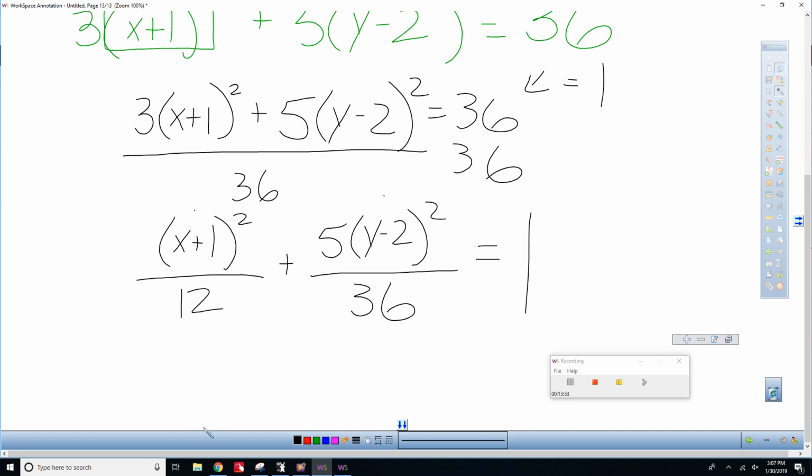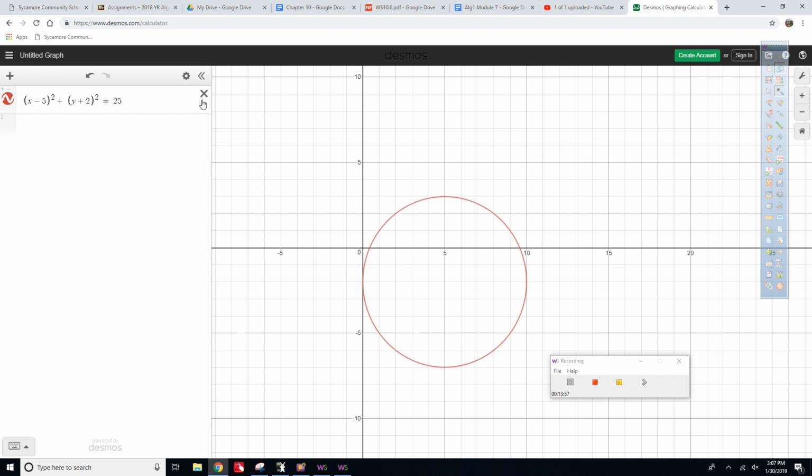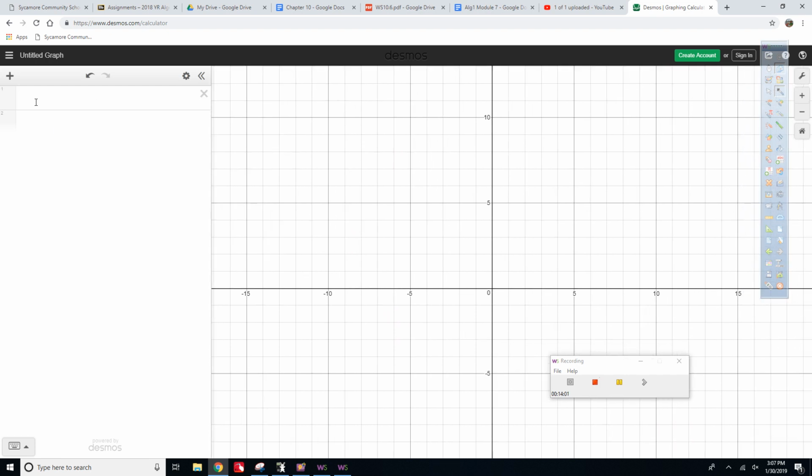I got enough time to do that. (x plus 1) squared over 12 plus 5 times (y minus 2) squared over 36 equals 1, and this is exactly what we thought it would be.